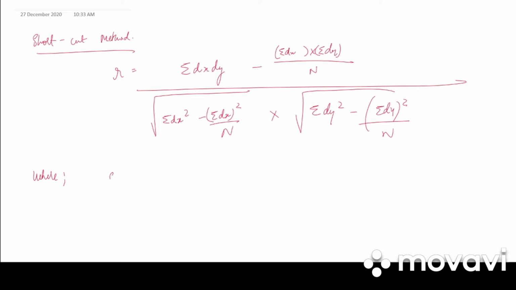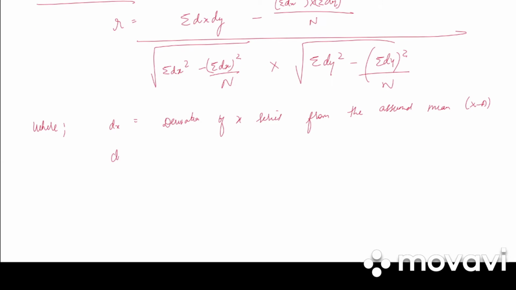Where dx is equal to deviation of x series from the assumed mean. In bracket you can write x minus a. Dy is deviation of y series from the assumed mean, y minus a.